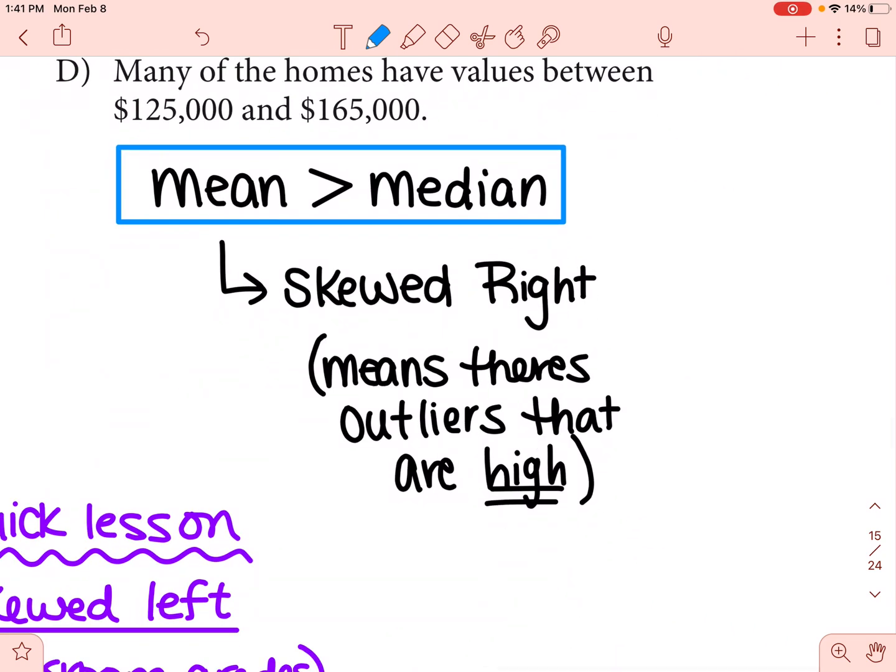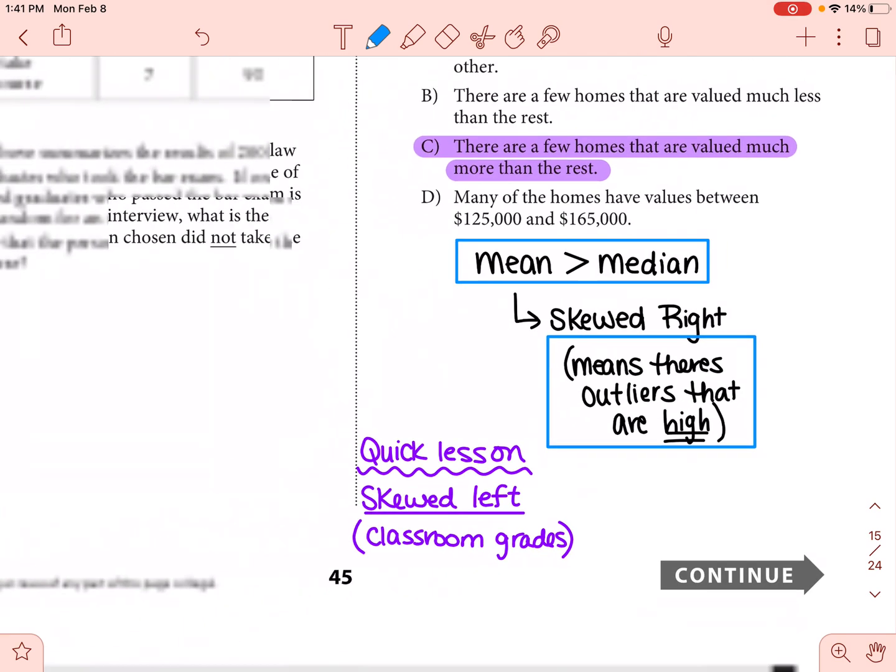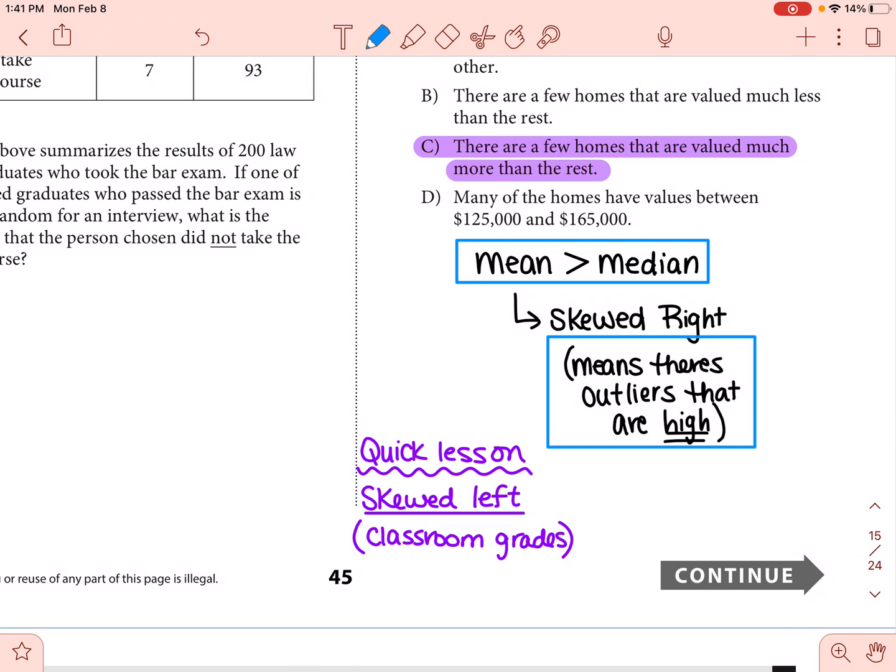What that means, you guys, is that there is an outlier that is on the high end. In other words, there are some homes that are worth a lot more than that median amount, okay, which is going to skew the data. It's going to take the mean and make it bigger. So the answer choice is C. There are a few homes that are valued much more than the rest. But so that's the answer.